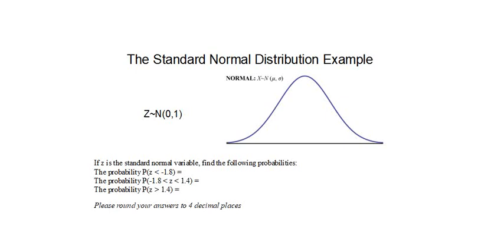First, the probability that z is less than negative 1.8. B, the probability of z being between negative 1.8 and positive 1.4. And finally, the probability that z is greater than 1.4. We're going to round our answers to 4 decimal places. In order to do this, we're going to use my normal distribution program that I've written for you in Excel.